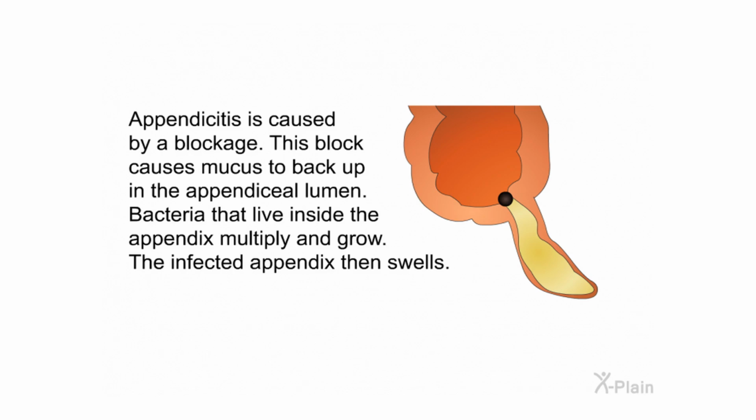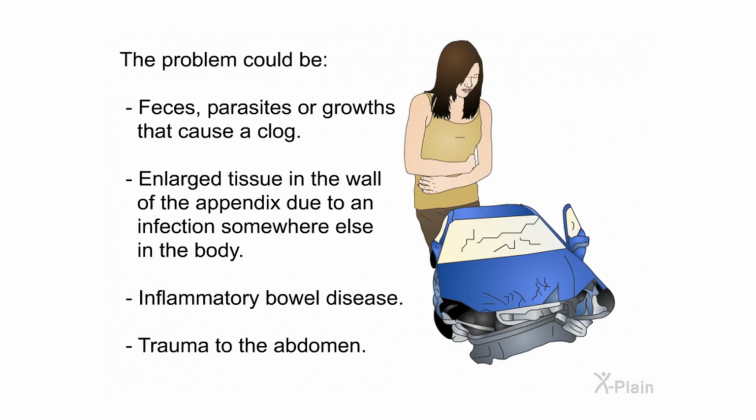Causes. Appendicitis is caused by a blockage. This block causes mucus to back up in the appendiceal lumen. Bacteria that live inside the appendix multiply and grow. The infected appendix then swells. The problem could be feces, parasites, or growths that cause a clog. Enlarged tissue in the wall of the appendix due to an infection somewhere else in the body. Inflammatory bowel disease. Trauma to the abdomen.